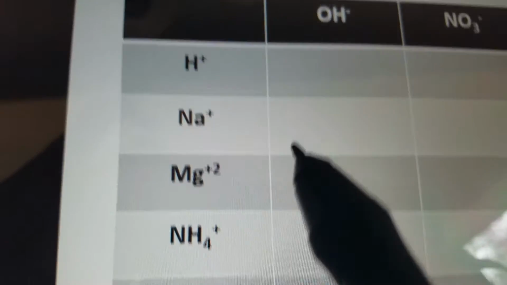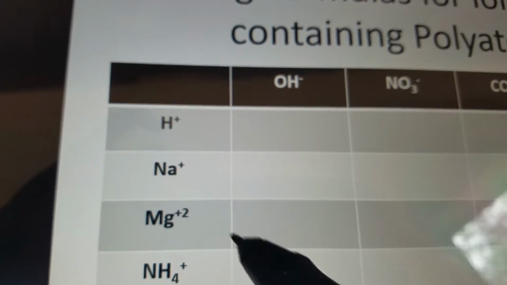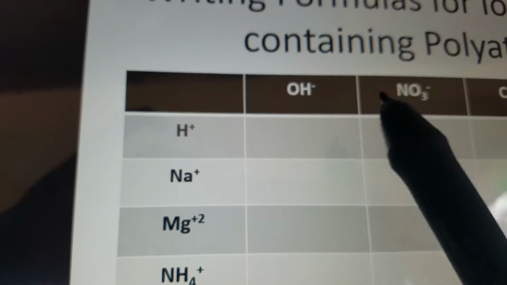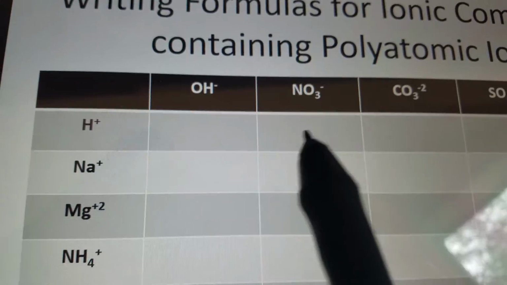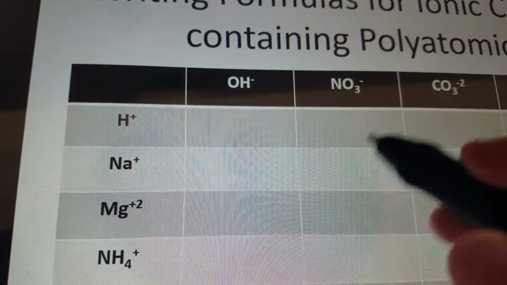Okay, we're going to pick up where we left off on polyatomic ions. So we were doing magnesium and then these polyatomic ions here at the top. So we already did the first one. So let's look at this next one.